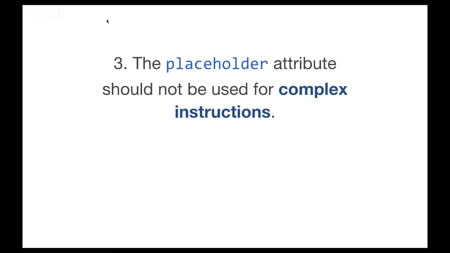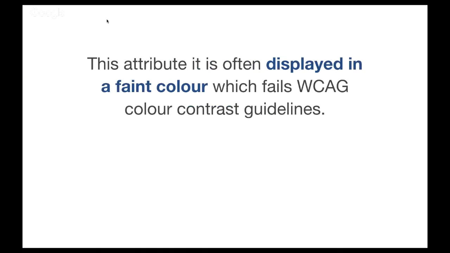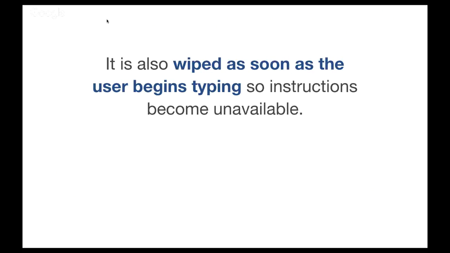The next one we'll talk about is the placeholder attribute, and it's become really fashionable to use it instead of labels, but it really shouldn't be used in place of complex instructions. And the reason is, well, there's two reasons actually. The first one is it's often displayed in a very faint color, and that can fail WCAG guidelines. Now, you can use CSS to change that, but a lot of people don't, so it's in this very, very soft gray. And more importantly, if we're using it for complex instructions, as soon as the user comes into focus on that element and starts typing, those instructions are gone.